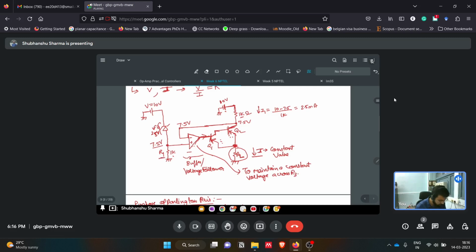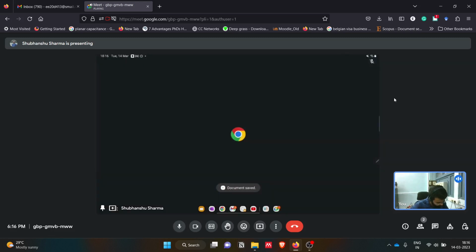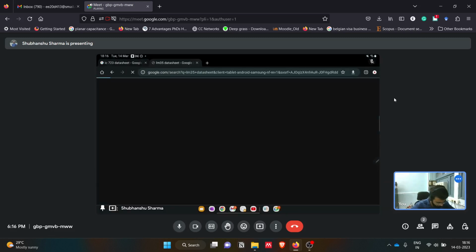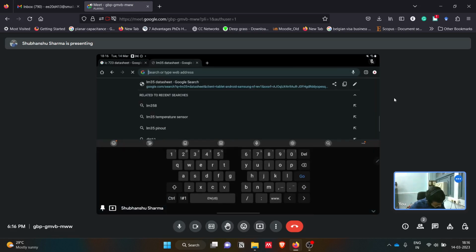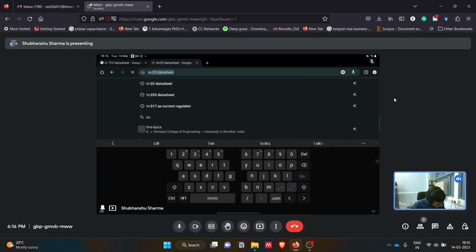Now this R1 resistor is also being used here. What is this resistor doing? If we see the datasheet of this Zener diode, here we were using the LM376 datasheet. Just for this, I will show you what the LM376 datasheet looks like.